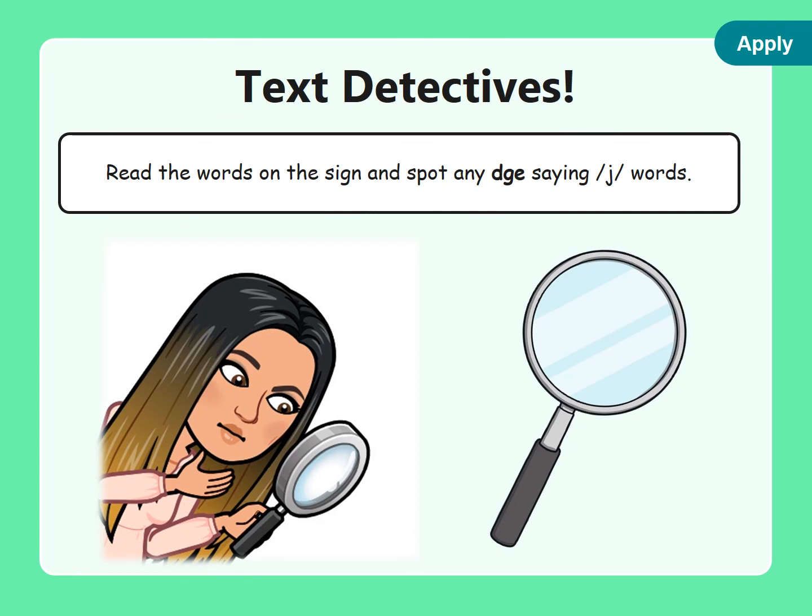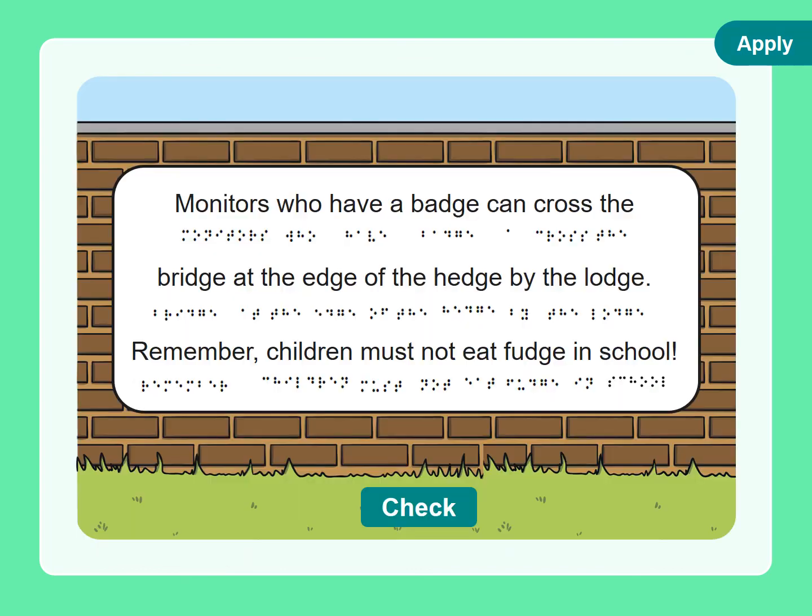We are going to have a go at being text detectives. Read the words on the sign and spot any DGE saying J words. Please pause the video and have a go at reading the sign. Okay, now I'm going to take you through what the sign says. We're going to read it together.